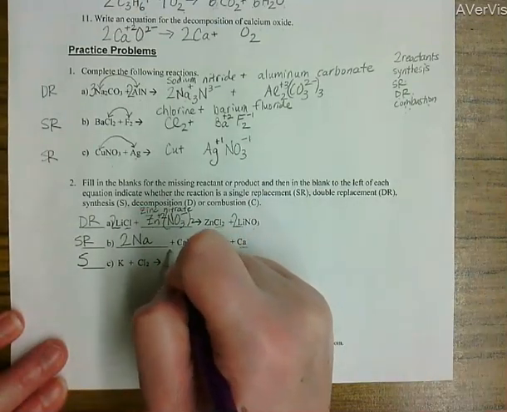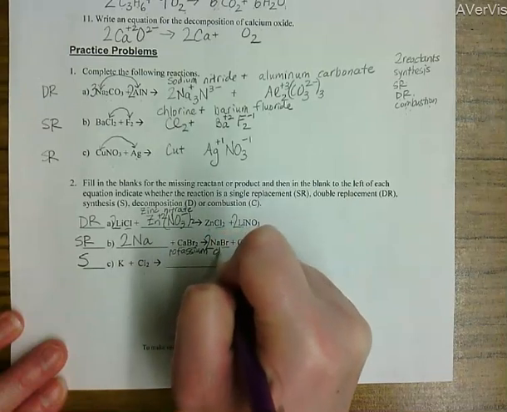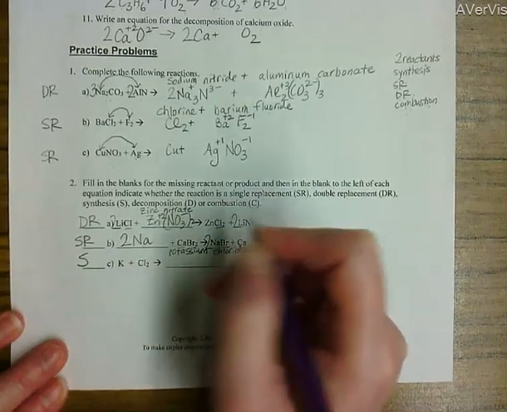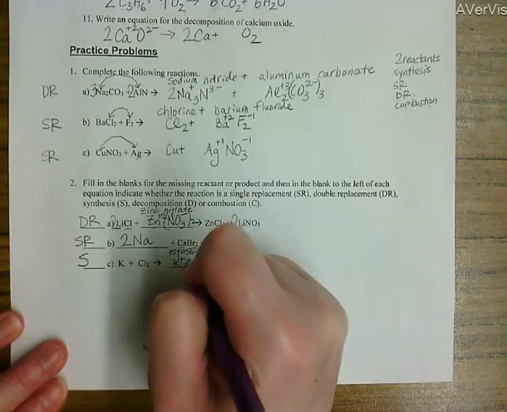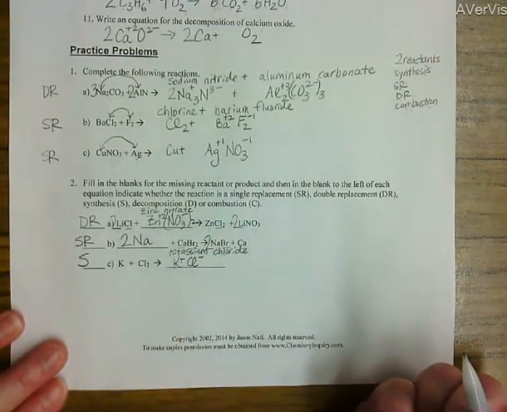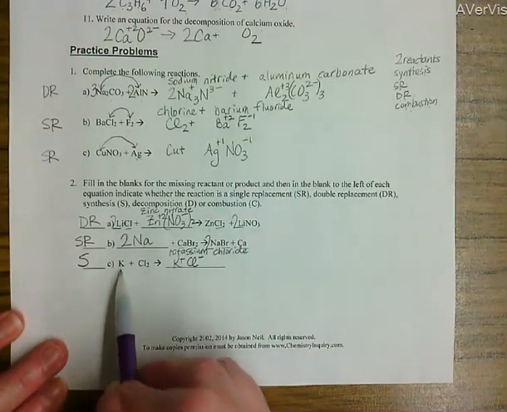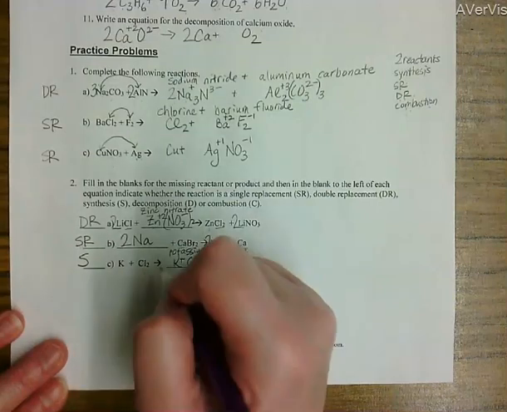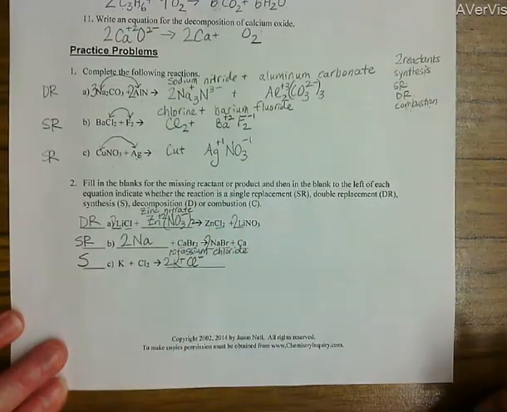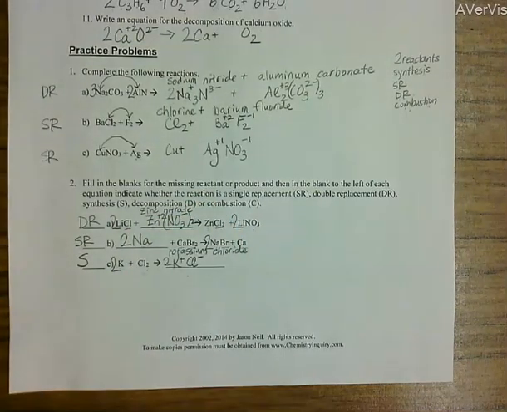So my product must be potassium chloride. That's an ionic compound, so my symbols are K and Cl, +1 and -1 charge, so nothing to crisscross down. To balance it, 1 potassium, 2 chlorine, so I need a coefficient of 2 in front of potassium chloride, which means I need a coefficient of 2 in front of potassium.